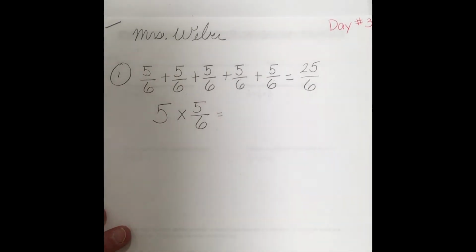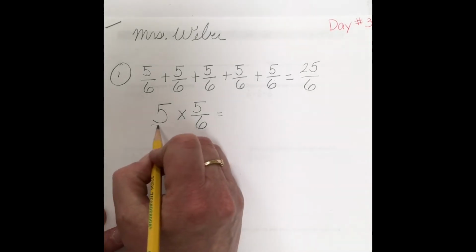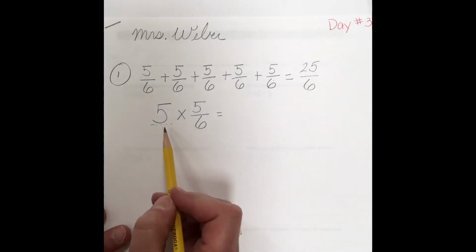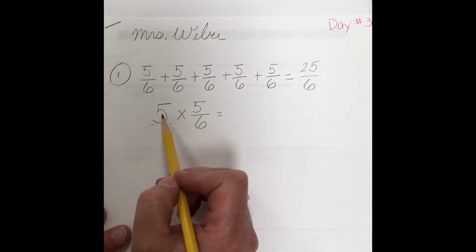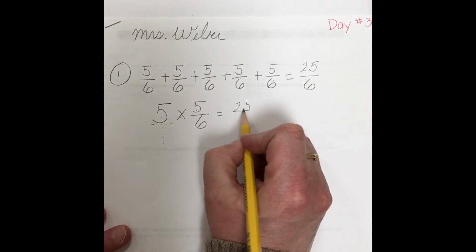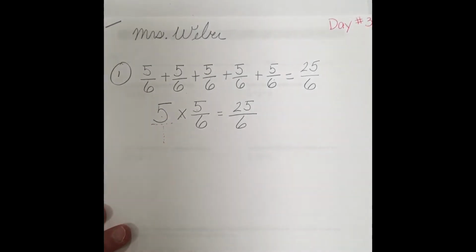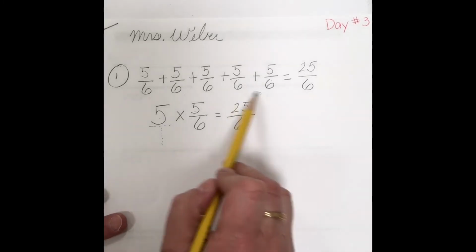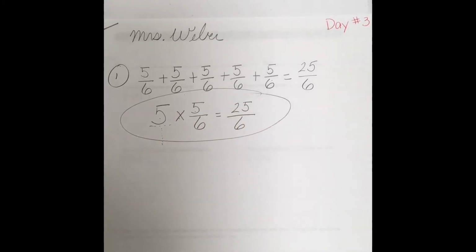And remember before when we talked about multiplying a whole number by a fraction, it's really 5/1, or 5 divided by 1, because 5 divided by 1 is 5. So I take 5 times the numerator, which is 25, and I keep the same denominator. So either way, it is worth 25/6, but you know me, if I can find a shortcut, I'm going to take it every time.